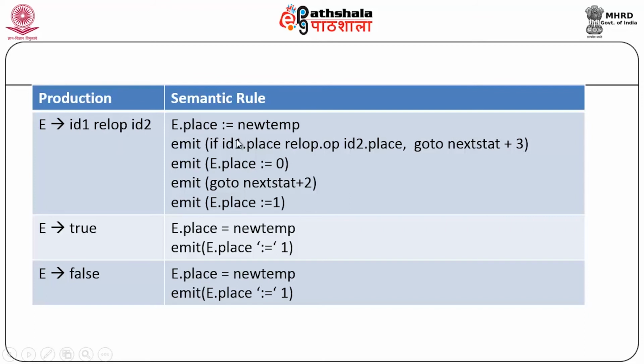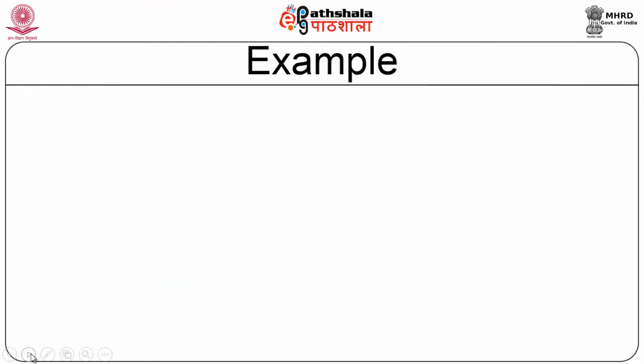So, I have E.place equals new temp, and in that the first emit is this one, followed by this, followed by this, and followed by this. So, 4 statements will be generated as part of the 3 address code corresponding to one relop. Okay. And then I have E produces true. E produces true will be the final termination. In that case, I will generate emit E.place equals 1, and false will be emit E.place equals 0. Okay, there is a typo here. E.place equals 0.